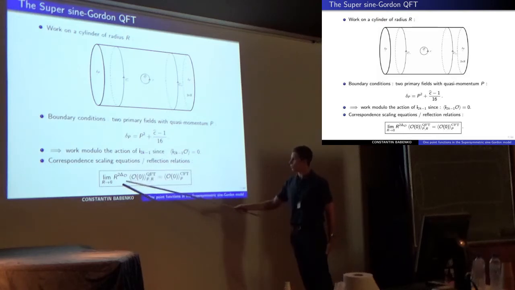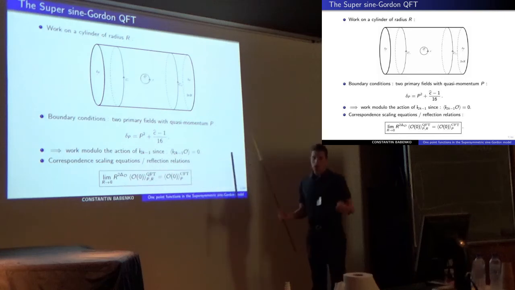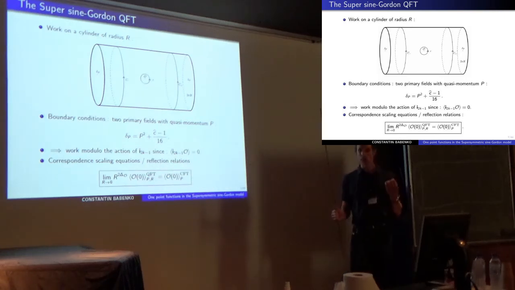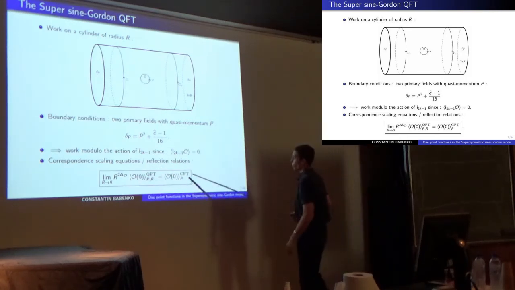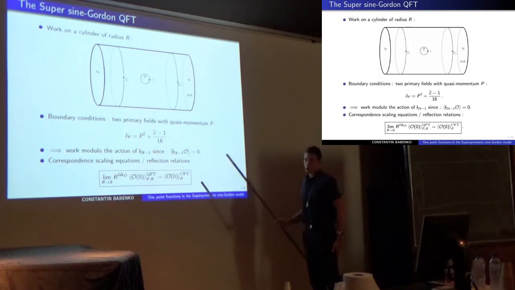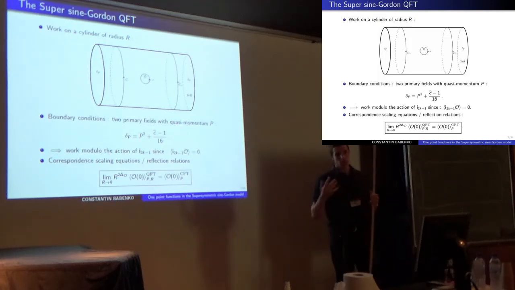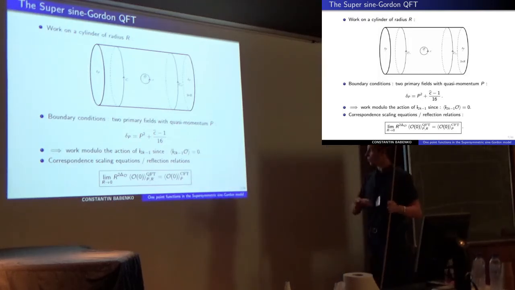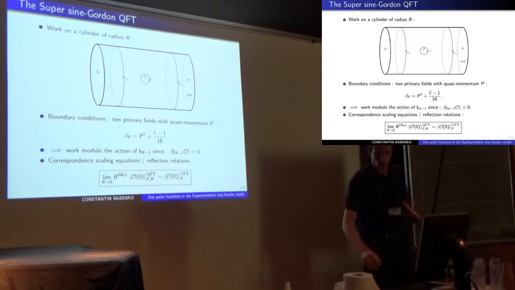And a final important formula here claims that if we properly normalize the one-point function in the quantum field theory, that is by the radius to the power of 2 conformal dimension of this field, and we take the zero radius limit, we recover the one-point functions of the corresponding field, but in the conformal field theory. This formula will be used when we want to match the results from the scaling equation with the result coming from the reflection relation approach.